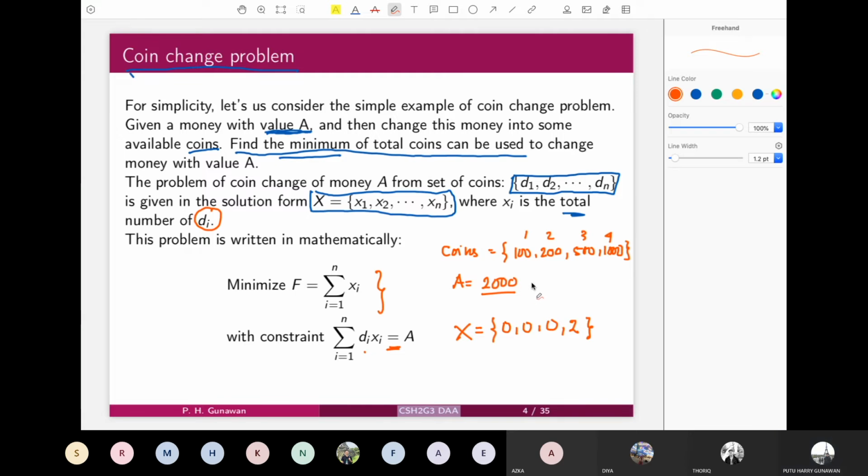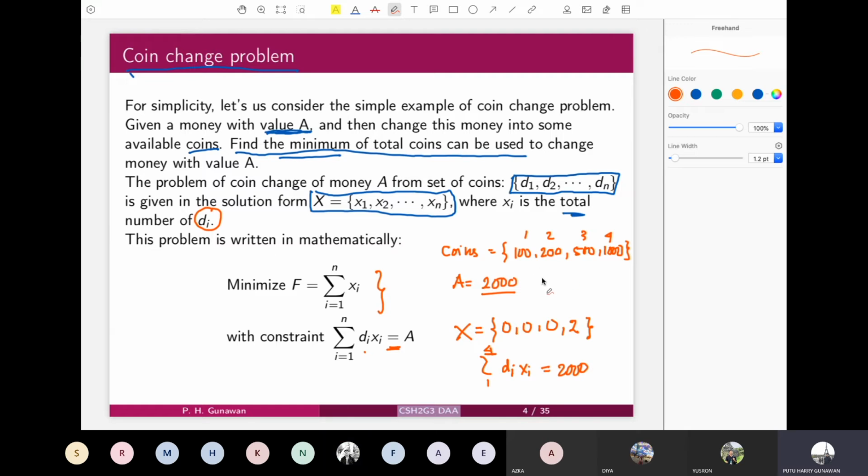Okay, any questions? Any other questions? No, sir. Okay. So it should be 0 for 100, 0 for 200, 0 for 500 and 2 for 1000. That means you will get the sum of 1 to 4, the sum of di times xi, it should be 2000. Okay, any questions? No, sir.